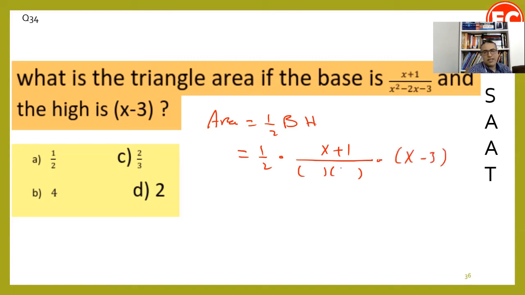Factorize: the last sign is negative, so one is positive, the other is negative. Two numbers, the product is 3 and the difference is 2, it's 3 and 1. The greatest is 3, take the sign of the middle. I have a short lesson for factorizing trinomials. You can go back to my channel to check it if you have a problem with factorization. By canceling, it gives me 1, and half times 1 is half. So the question looked difficult, but the key of solving the question is factorization.